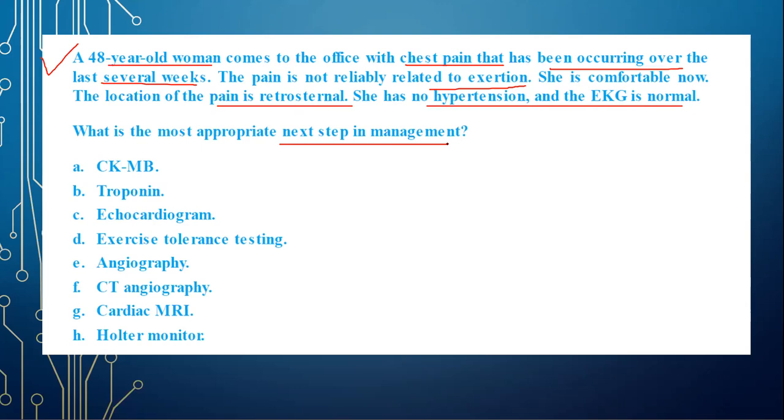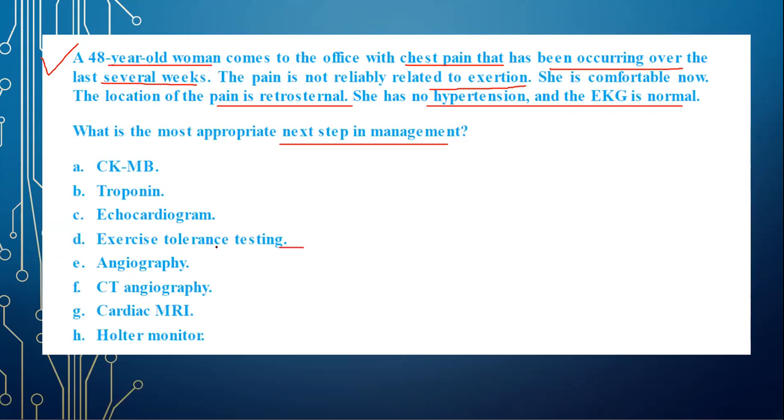Now, for this patient, what should you do? You see that this is a 48-year-old woman having chest pain occurring over several weeks, pain not related to exertion, retrosternal. Your options are CKMB, troponin, echocardiogram, exercise tolerance test, angiogram, CT angio, cardiac MRI, Holter monitoring. What do you want to exclude in this patient? You know that this patient might have gastroesophageal reflux, but still you cannot be totally sure without further investigation. So what do you want to do in this patient?